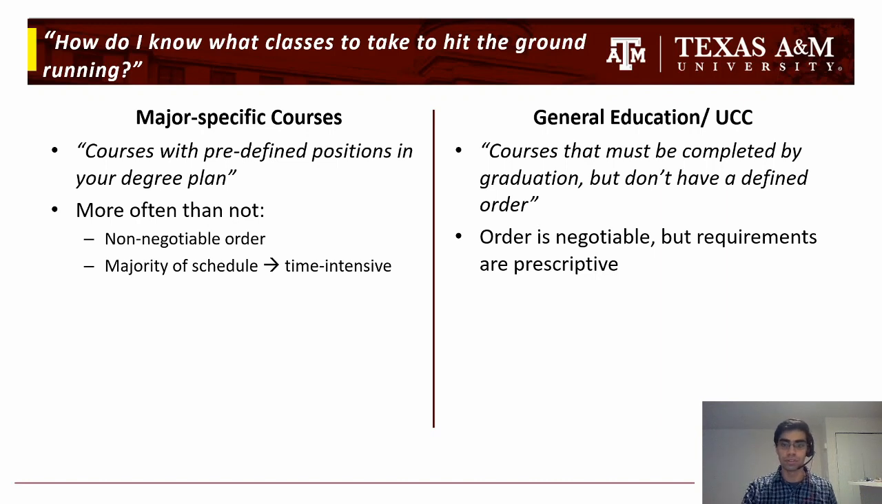So major specific courses, for instance, are courses with predefined positions in your degree plan. What that means is that the order that you take these courses in isn't exactly the most flexible. It's usually non-negotiable, especially for engineering. And because these classes are major specific, they're going to make up the bulk of your schedule. So as a result, you're going to be dedicating more time to these courses.